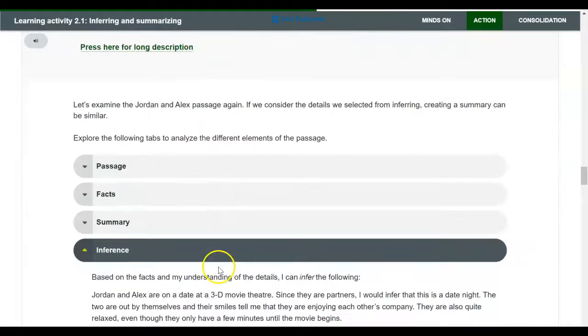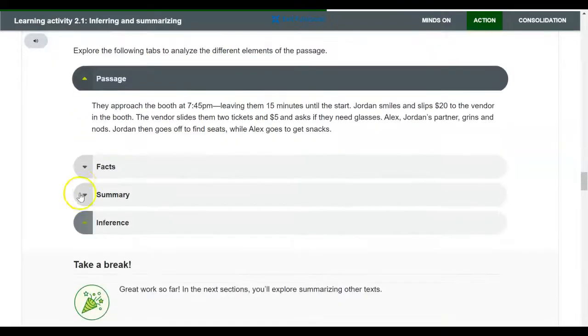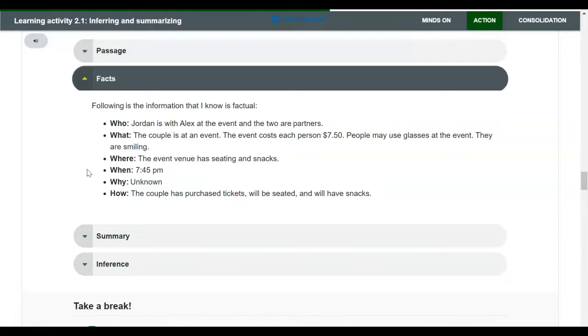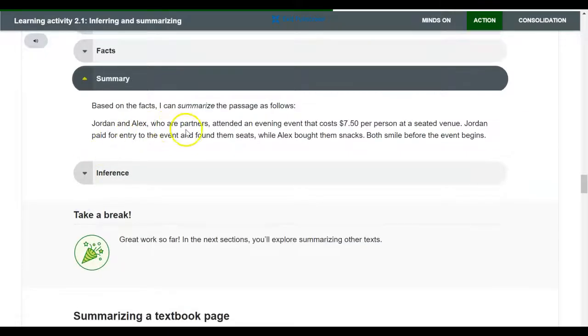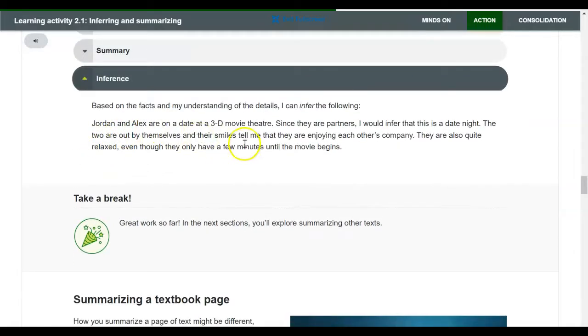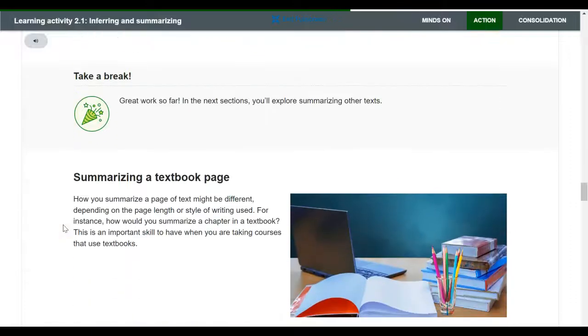All right. So again, if you look at the passage we just read about Jordan and Alex, explore the following tabs to analyze the different elements of the passage. So here's the passage. What facts do we know? So the who, what, where, when, why, and how. A summary could look simply like this. An inference could look simply like this. All right, so make sure you're reading it thoroughly.